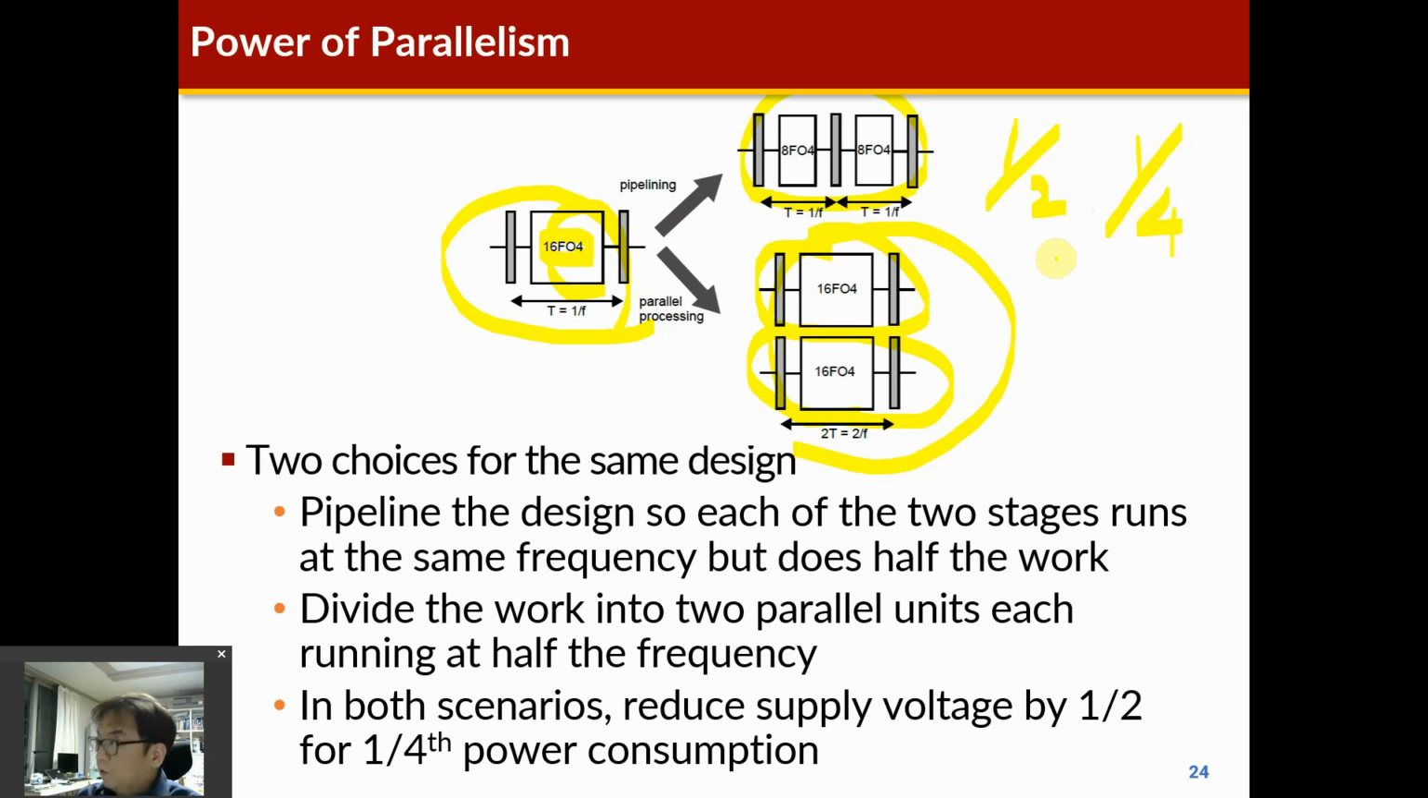So in this case, we can also reduce the supply voltage by half. So it's 1 over 4, and the frequency becomes half, so 1 over 2. But what is increased? The capacitance increases by 2. So actually the total power consumption is 1/4. So actually total dynamic power consumption is the same for these two approaches.